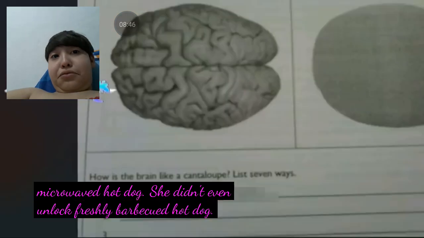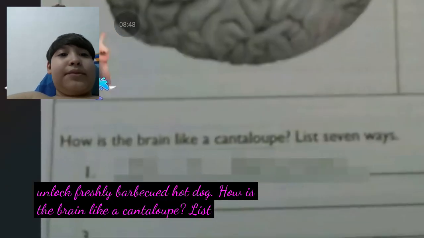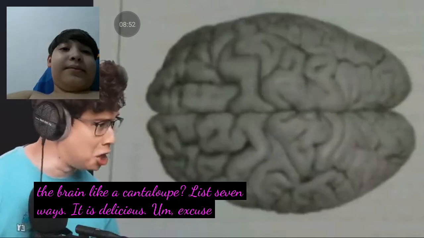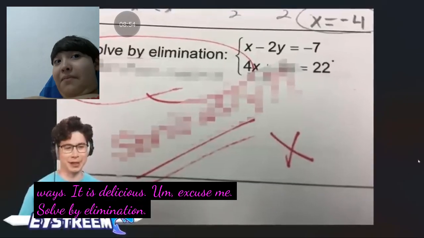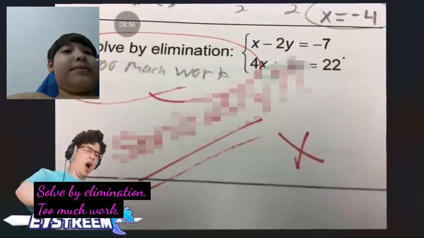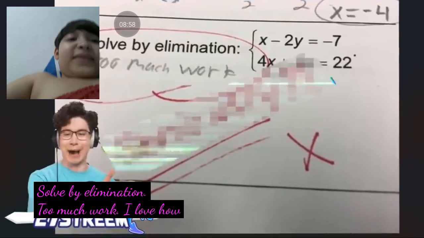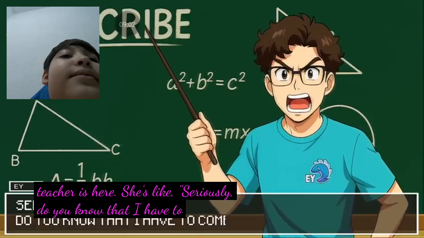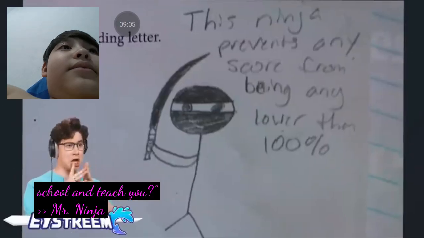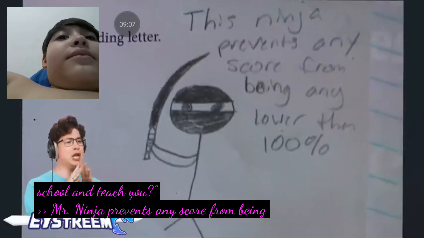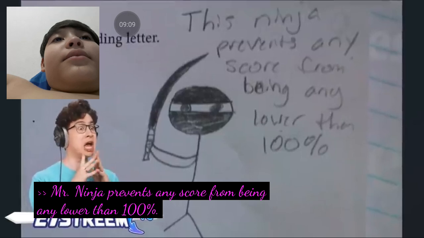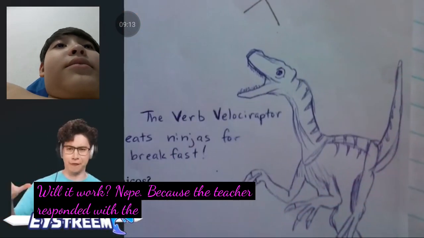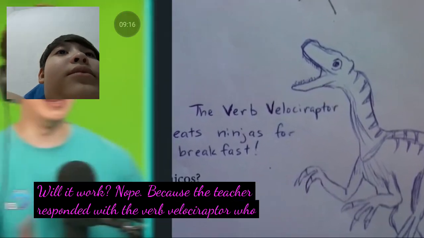How is the brain like a cantaloupe? List 7 ways. It is delicious. Excuse me? Solved by elimination. Too much work. I love how mad the teacher is here. She's like, seriously? Do you know that I have to come to school and teach you? Kiss a ninja prevents any score from being any lower than 100%. Will it work? Nope, because the teacher responded with the verb velociraptor, who eats ninjas for breakfast.